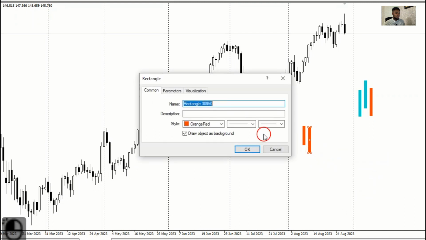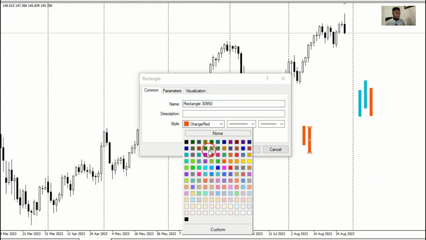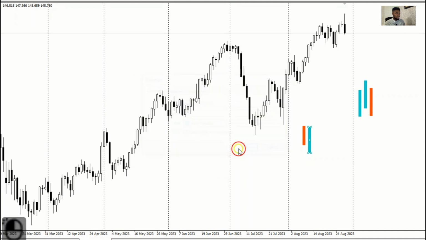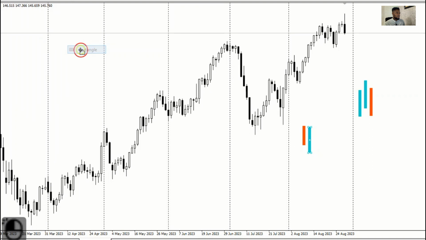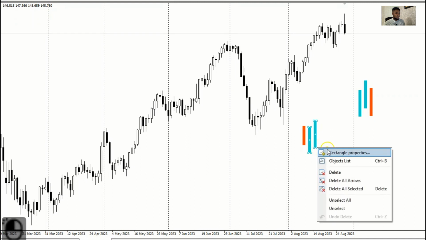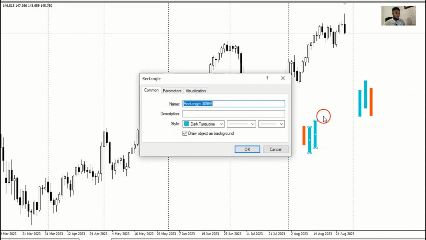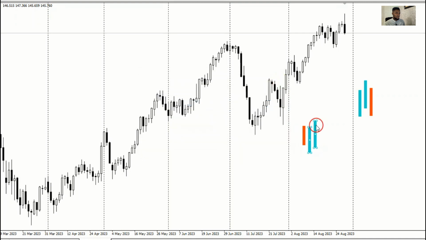Let me change this to blue, insert shape. This is what I want you to be looking for going forward. It's okay like this.